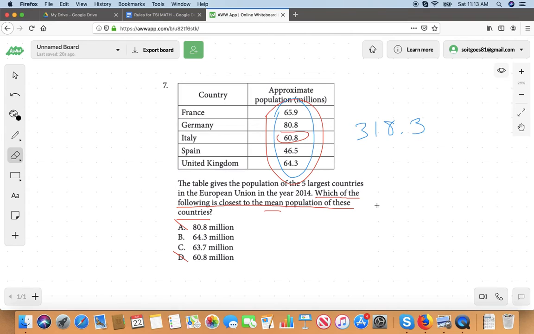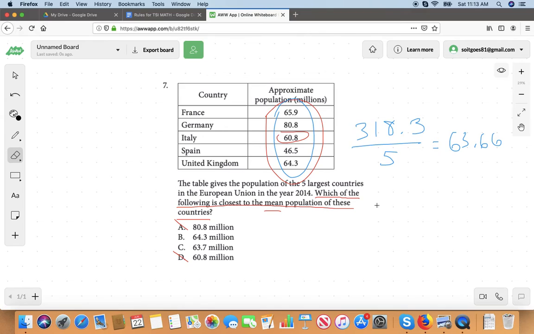Now remember to find the mean, the classic average, I take the values I've added up and then divide by the number of values. And how many values do we have here? Well, we've got 5 values: France, Germany, Italy, Spain, United Kingdom. It's 5 countries. So I'm going to divide by 5. Again, just easily go calculator here. Divide by 5. And my iPhone says 63.66. Okay. All right, so that is my mean population of these countries.